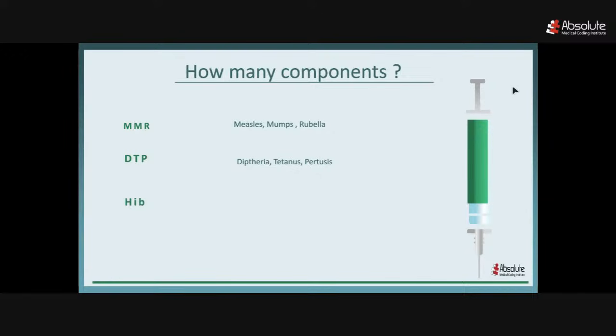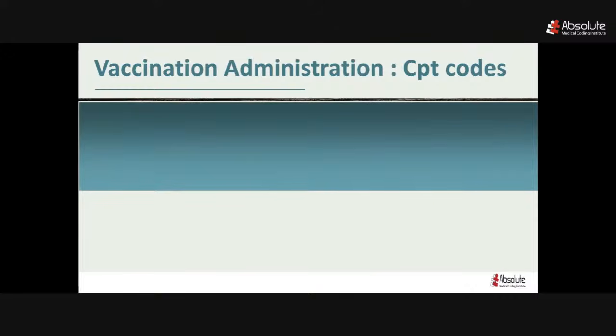One more. HIB. What do you say, coders? How many components are there in an HIB vaccine? Yes, absolutely correct. There is only one component, and that is Haemophilus influenzae type B. Spot on, spot on. Okay, great job with that exercise.